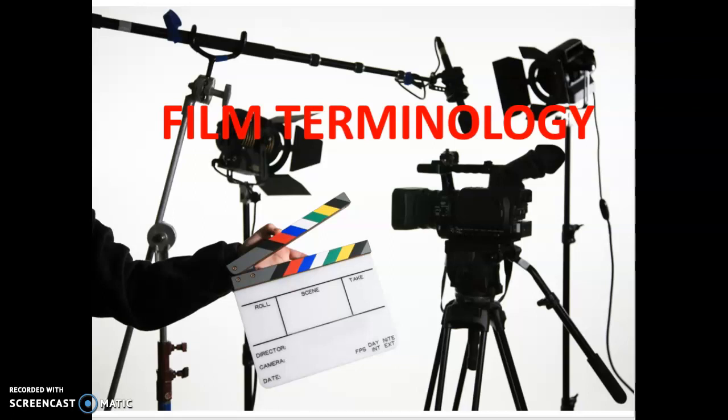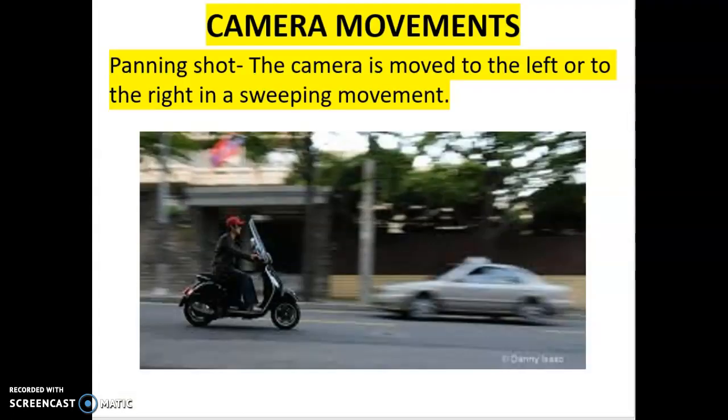So let's start by getting your red exercise books ready. You want to turn to the front of those where you took those notes in previous lessons on camera shots, and we're going to talk about camera movements now, because not only does a camera take a still shot, but cameras can actually move.